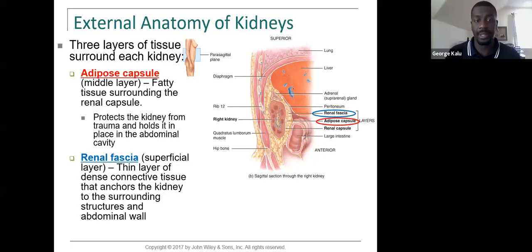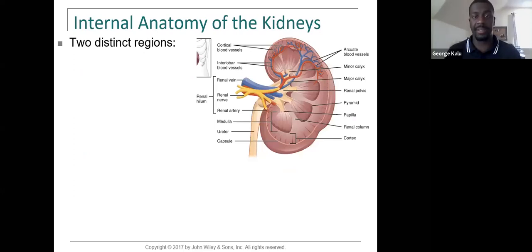All right, so that's that. Anyways, that's the external anatomy of the kidney, and nothing too special there. The internal anatomy of the kidney is where there's a lot going on. This is where all the action is going to be taking place.